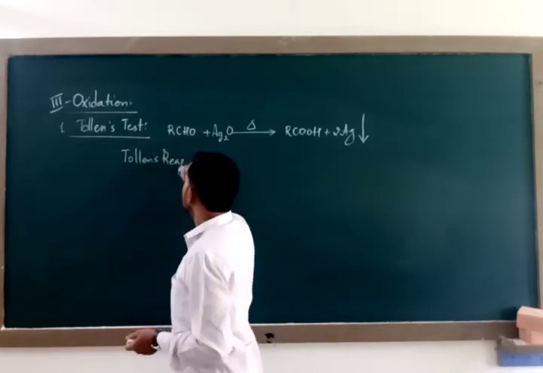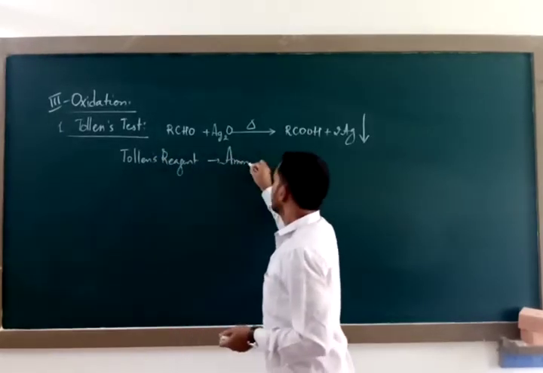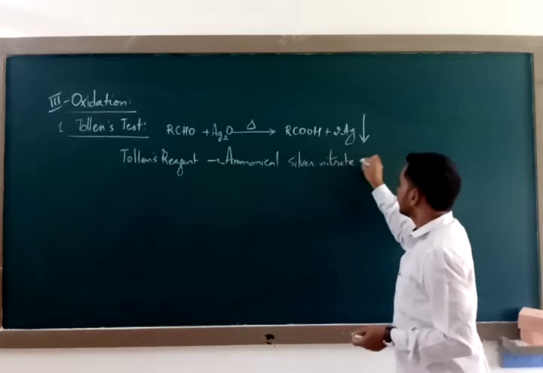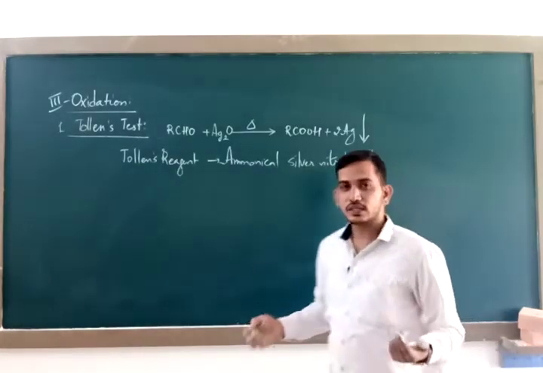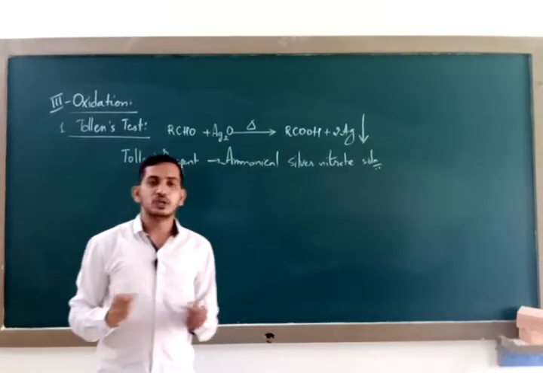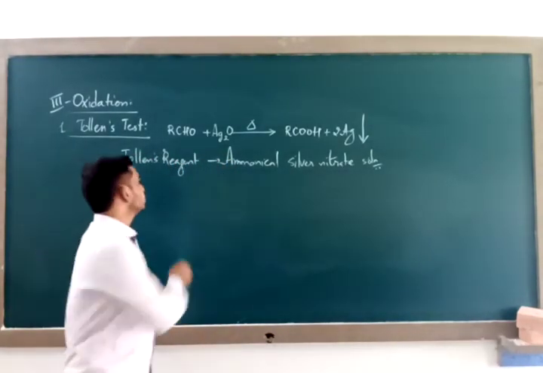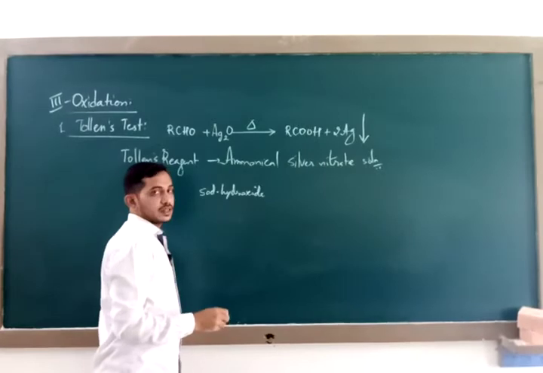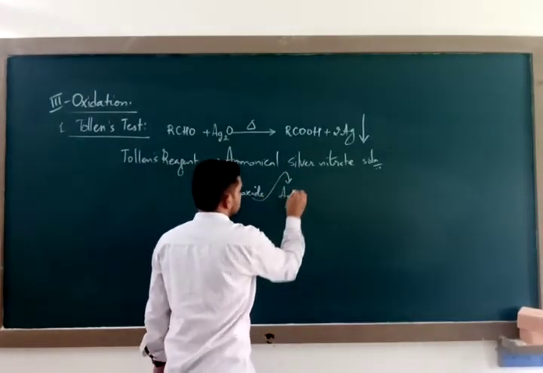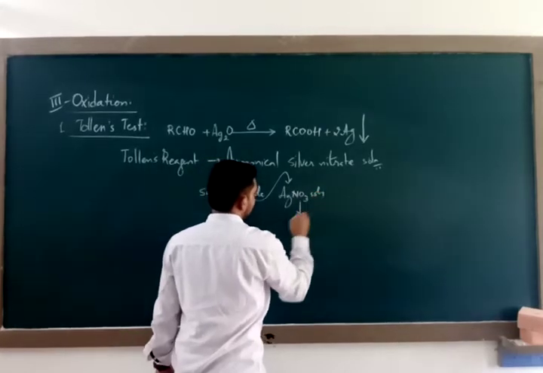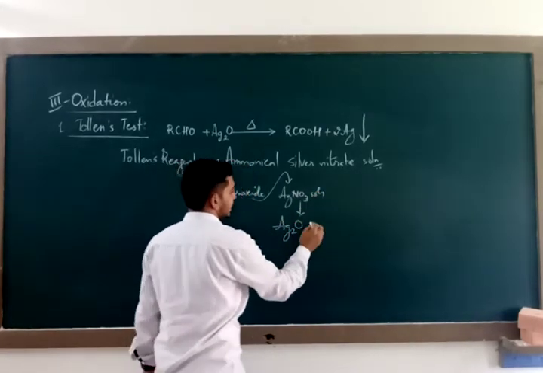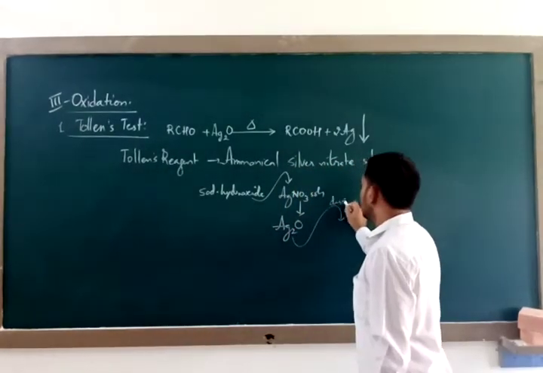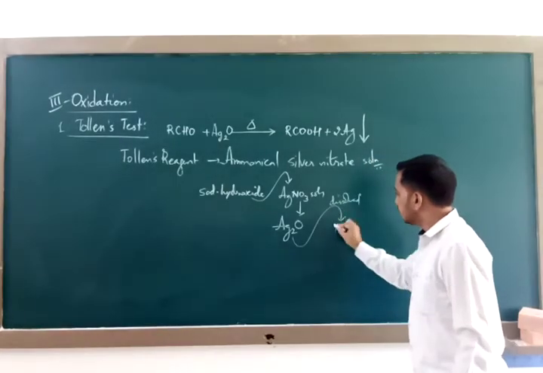Tollens reagent is ammoniacal silver nitrate solution. It is also a hot favorite question in exams. What is Tollens reagent? If they ask you for 1 mark, your answer should be it is ammoniacal silver nitrate solution. How is it prepared? So you take sodium hydroxide and add this to silver nitrate solution. It will give you silver oxide.